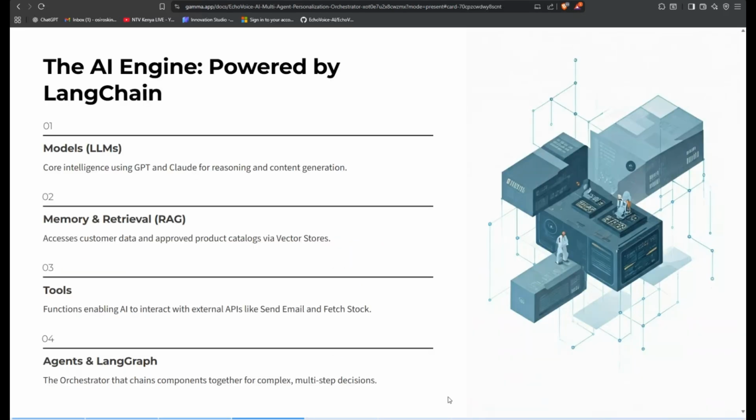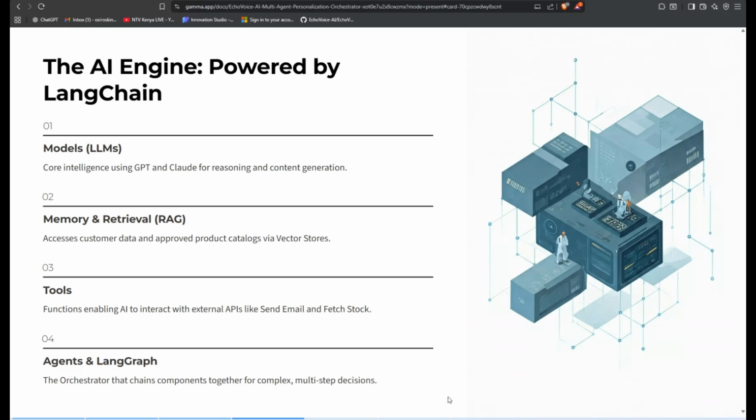Now, looking at the key parts of our system, we'll have the LangChain foundation. The AI engine is powered by LangChain, whereby we can orchestrate the models, LLMs, the core intelligent models for reasoning and content generation. We have memory and retrieval, that is RAG, retrieval augmented generation models, which access customer data and approved product catalogs via vector stores or search indexes. We have tools. These are basic functions that allow the AI to interact with external APIs, MCP servers, such as sending mail, fetching stock.